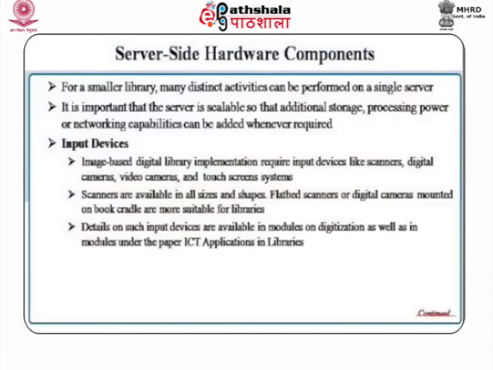The image-based digital library implementation requires input devices like scanners, digital cameras, video cameras, and touchscreen systems. Scanners are available in all sizes and shapes. Flatbed scanners or digital cameras mounted on a book cradle are more suitable for libraries. Details on such input devices are available in the modules on digitization as well as in the module under the paper ICT applications in libraries.